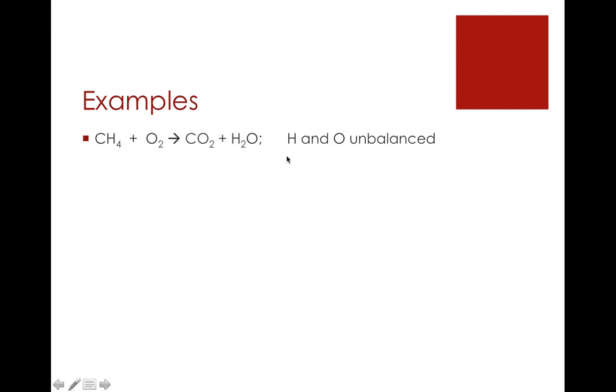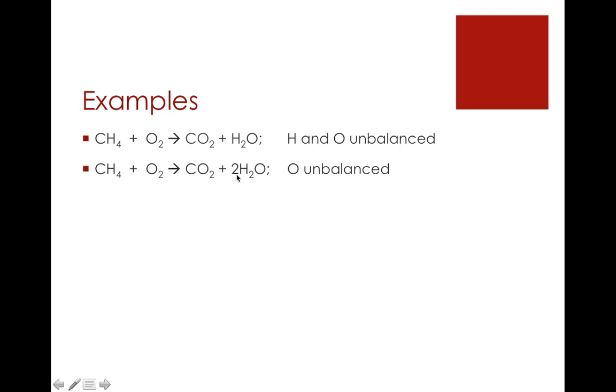Okay, so these are our formulas. I checked for my diatomics, I recognised oxygen was diatomic, so I put that in as O2. So I've got methane, the gas that comes out of your gas taps, burning to make carbon dioxide and water. At the moment, my carbon's fine, I've got one of each on either side, but my hydrogen and my oxygen are not.